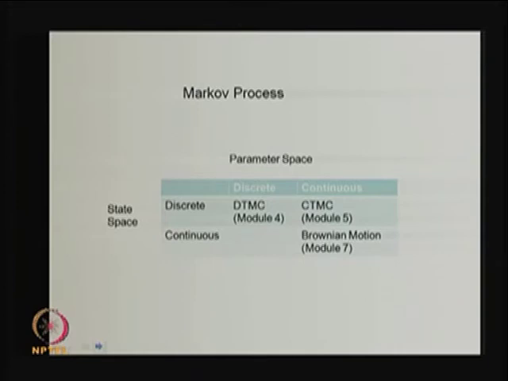Suppose the state space is discrete, then we say that Markov process is a Markov chain. Along with the state space being discrete, if the parameter space is also discrete, then we say discrete time Markov chain. That means a stochastic process satisfying the Markov property, state space is discrete and the parameter space is also discrete. This we have discussed in model 4.